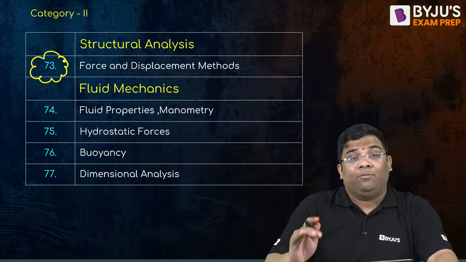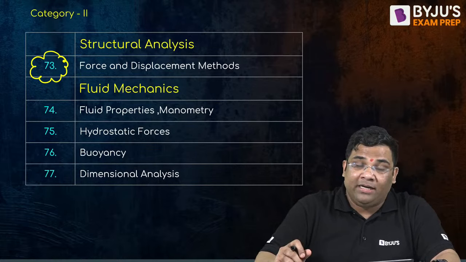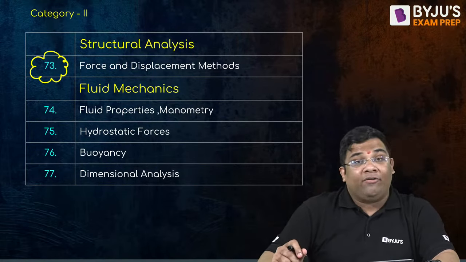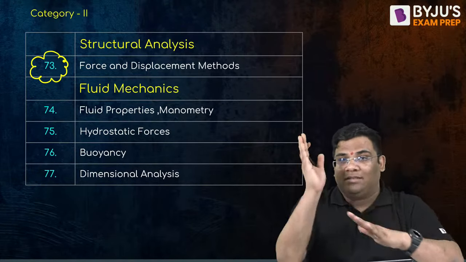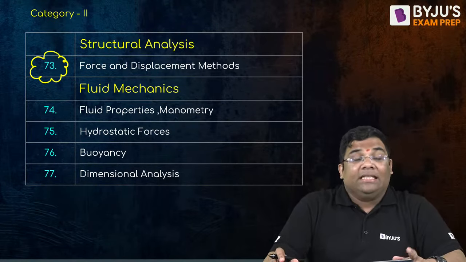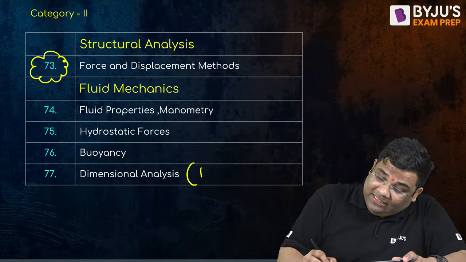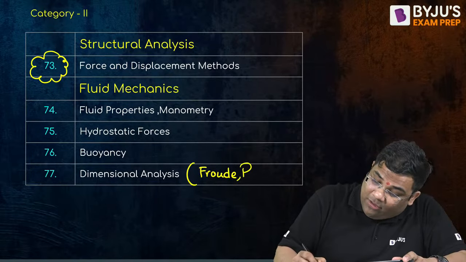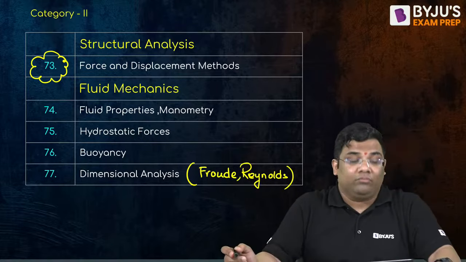In fluid mechanics, basic fluid properties like surface tension and viscosity are very important. They'll ask you questions from there, so you should know the Newtonian law of viscosity and manometry. I'm putting them in one category. Then we have hydrostatic forces, inclined and curved, very important. Then buoyancy, very important. And then dimensional analysis. In dimensional analysis, they will be asking you two laws, Froude model law and Reynolds model law. Very important. So study this in category 2, okay?